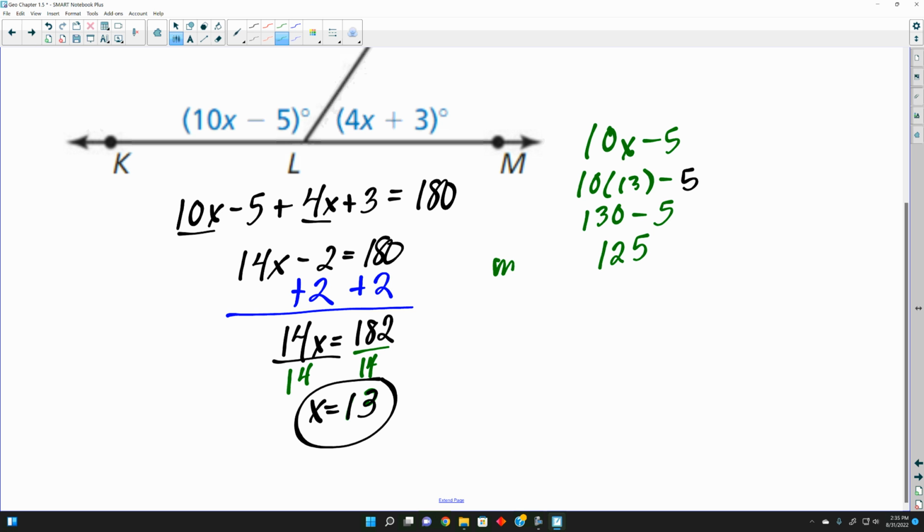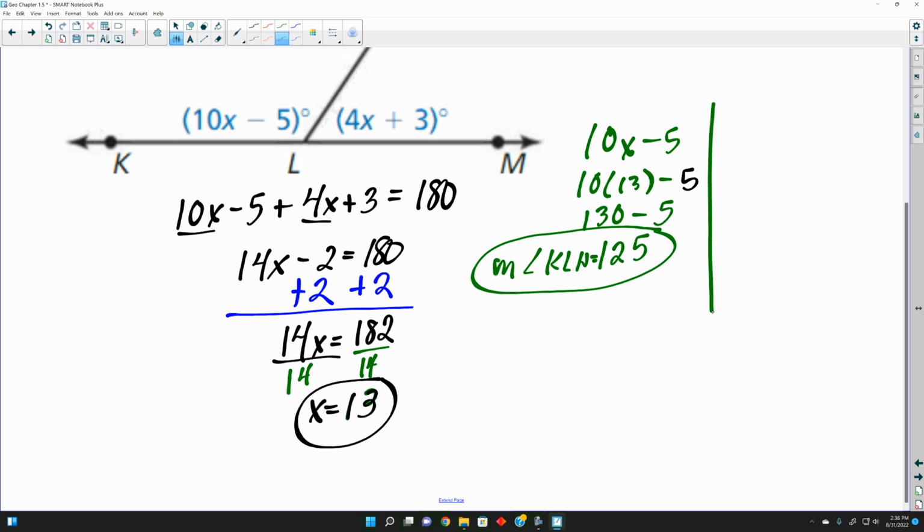So the measure of which angle? Angle KLN is 125, because that's where we got the 10x minus 5, yes? Now there's 2 ways we can find the other angle. One of them is subtracting it from 180, because we can say 180 minus 125.